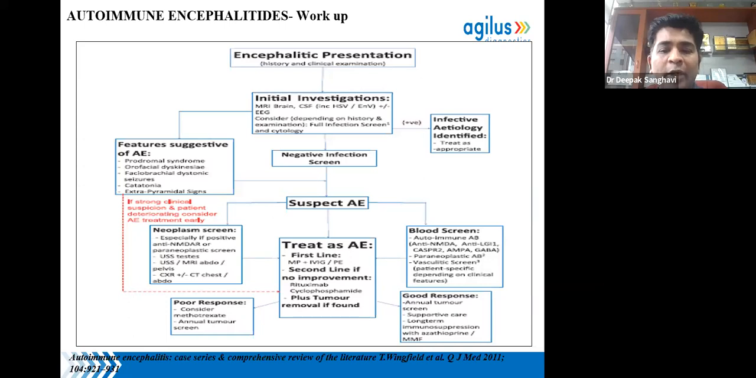And finally, if they find autoantibodies, which is mainly a blood workup and also a CSF workup, they will go for immunosuppression to treat these patients. Or maybe if there's an underlying tumor found, they will treat the tumor.